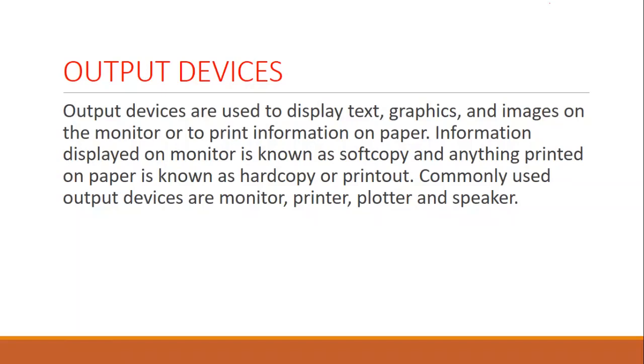Basically, whatever output devices there are, what they do is that whatever text, graphic, or image there is, either it is printed on the paper or information is displayed in the form of soft copy on our monitor. Anything that is printed on a paper is also available in hard copy. Commonly used output devices are monitor, printer, plotter, and the speaker. Okay, first output device is the monitor.